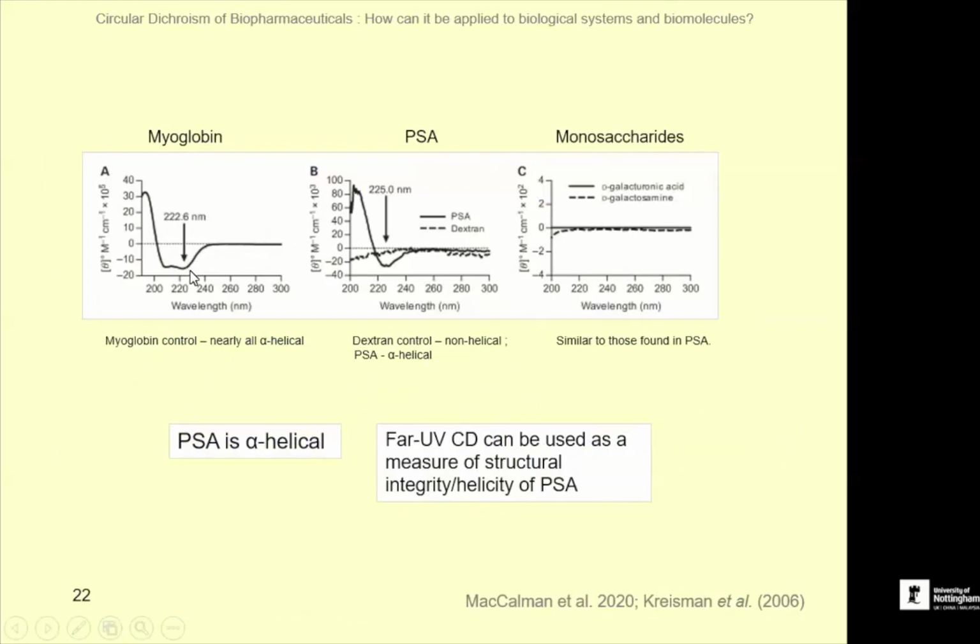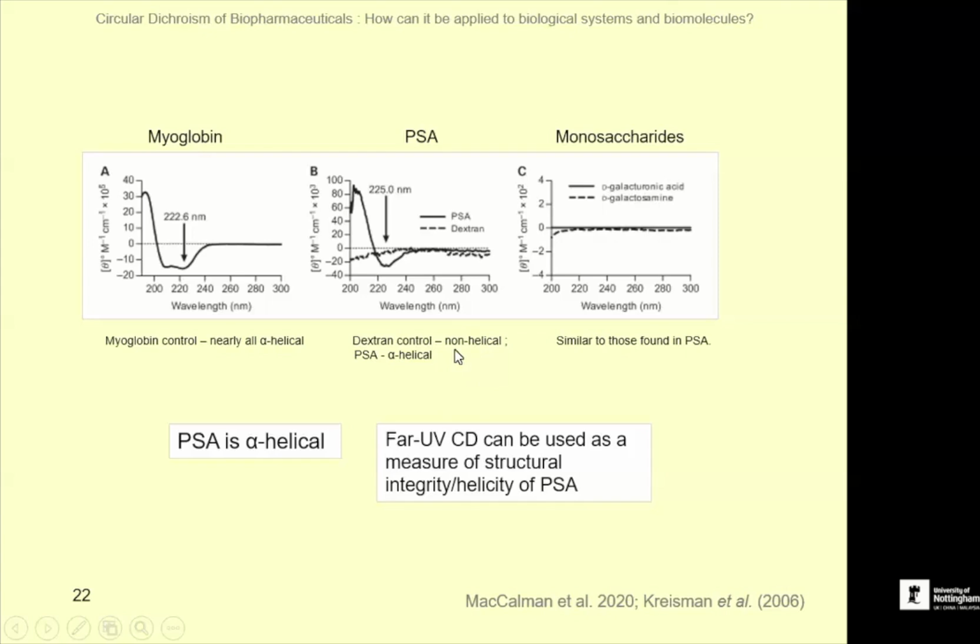So myoglobin's the control, it's an all alpha helical protein. So what they found when they did CD on PSA is that you see a spectrum which is indicative of alpha helices, just like in the proteins. That's completely characteristic of alpha helical proteins, as shown by the myoglobin control. And when they break PSA down into its constituent monosaccharides, then you see absolutely nothing, as you'd expect.